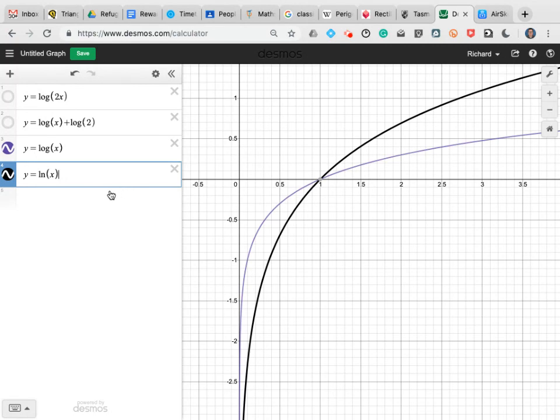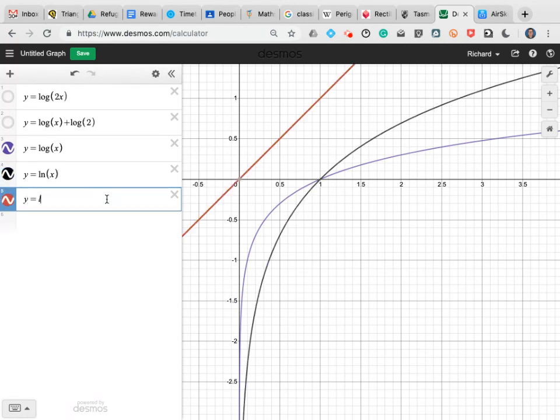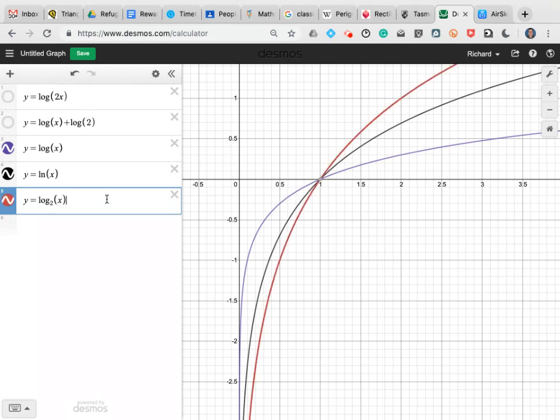I can do another one, which is log base 2 of x, like so. That's the parent function for log base 2. So our parent function is always log base something of x. And our transformations, therefore, are a result of applying our usual set of transformations to a parent function.